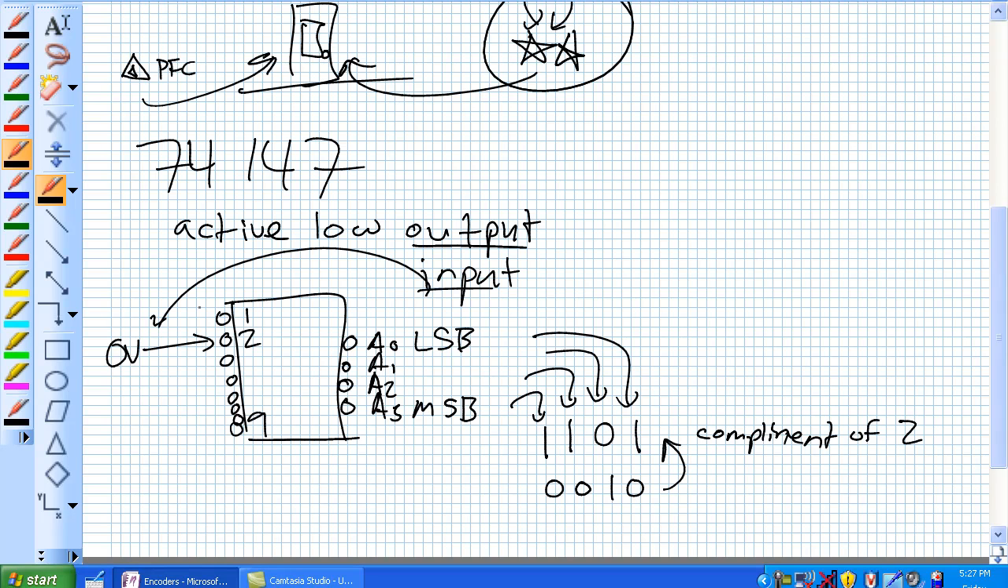So why is there no 0 input? Because no input gives all highs on the output. With all these inputs high, it's going to give all highs on the outputs, which, if you remember right, is the complement of 0.